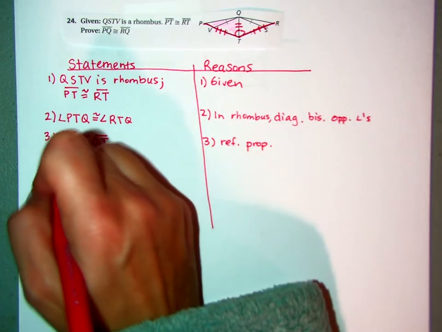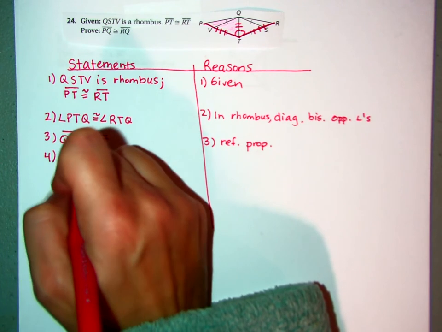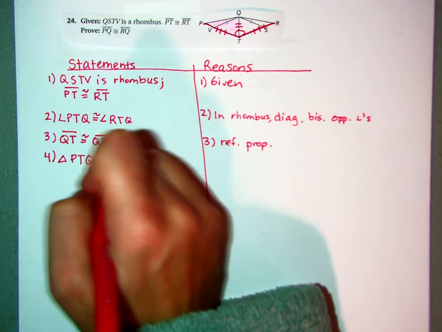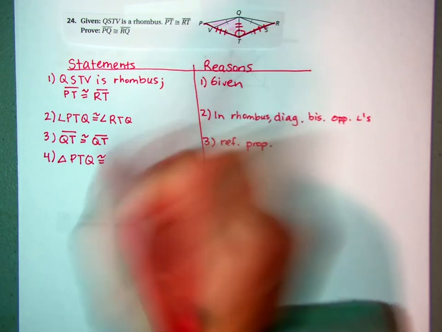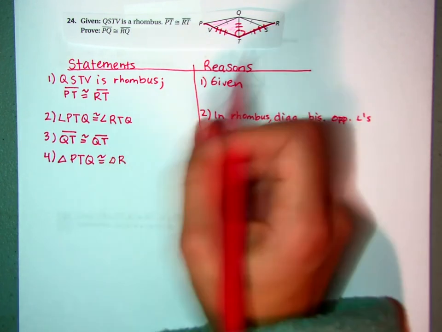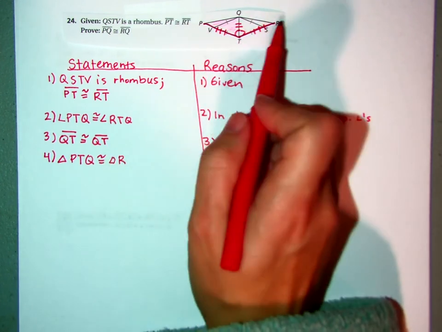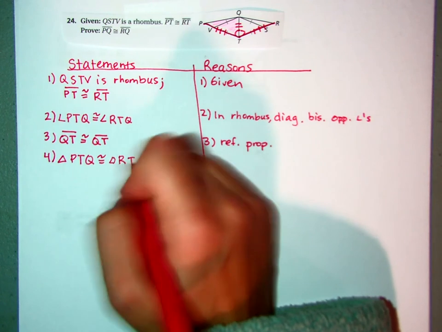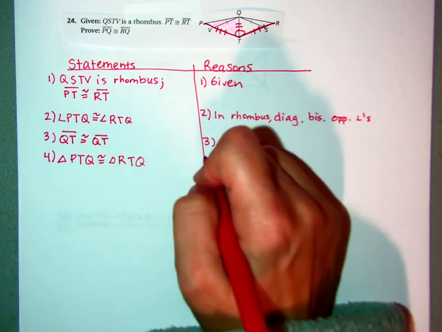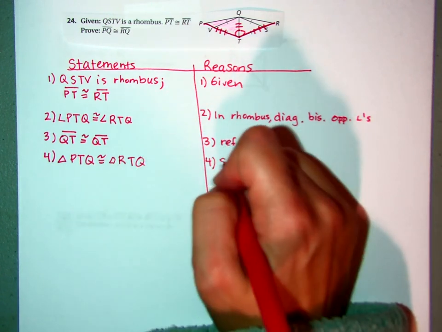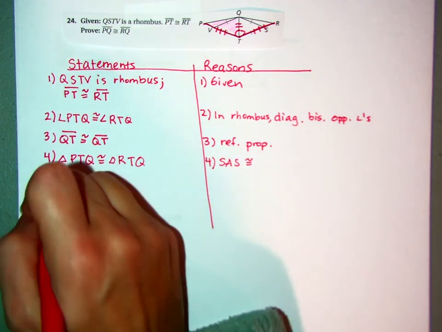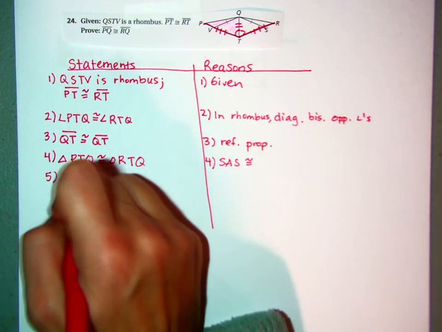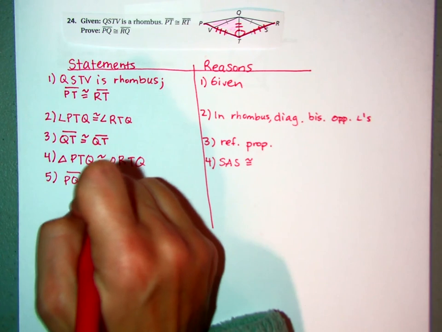So number 4, let's do that. Let's say triangle PTQ is congruent. Now let's make sure we line this up. What lines up to the P? R. What lines up to the T? It goes from R to T. And then what lines up to the Q? Q. And why are they congruent? By SAS congruence.